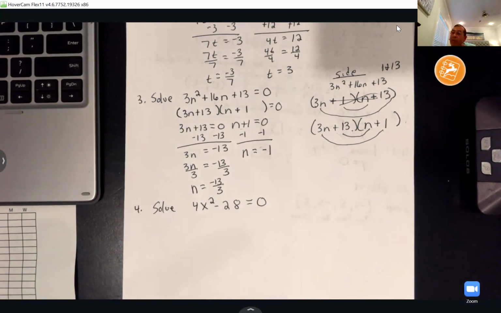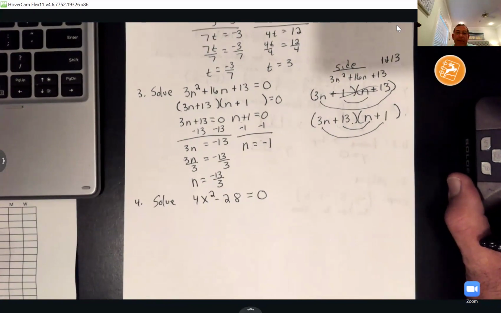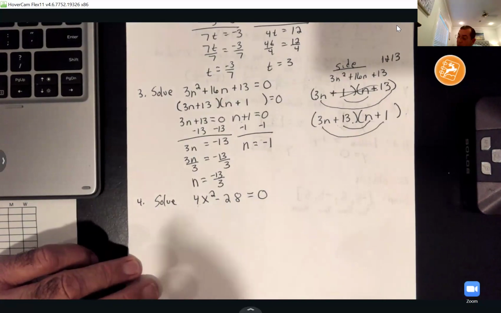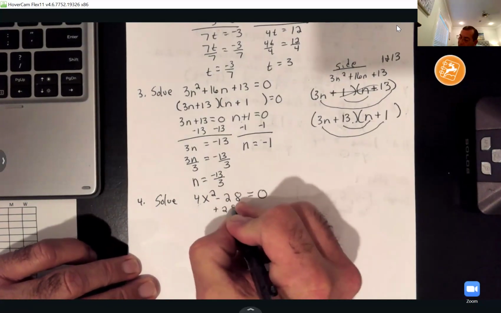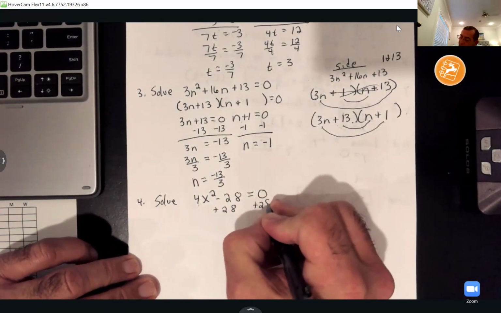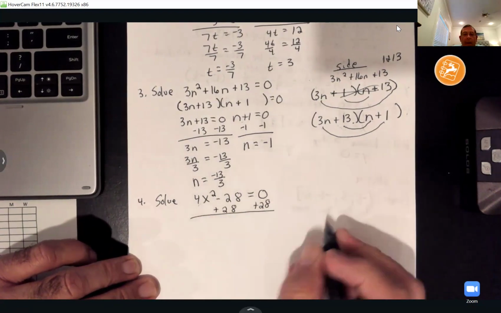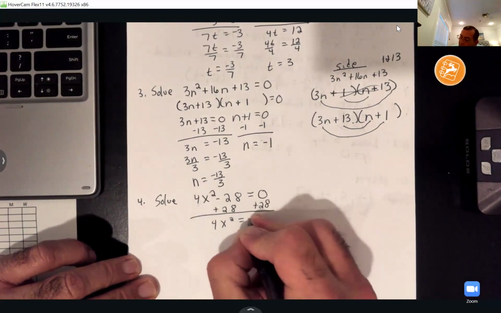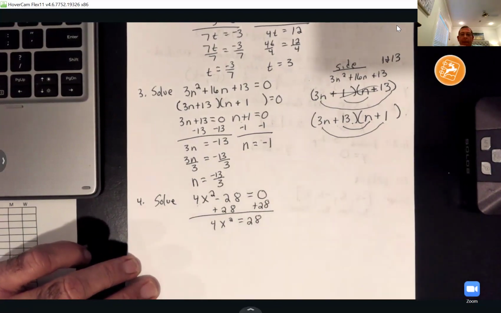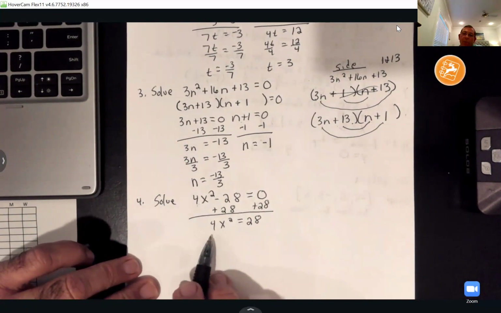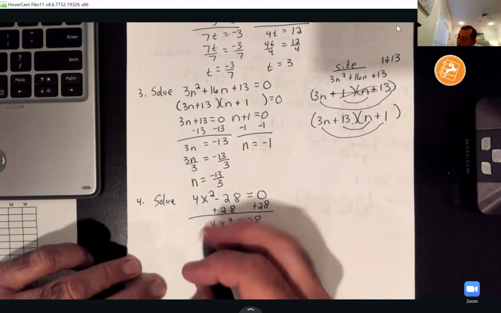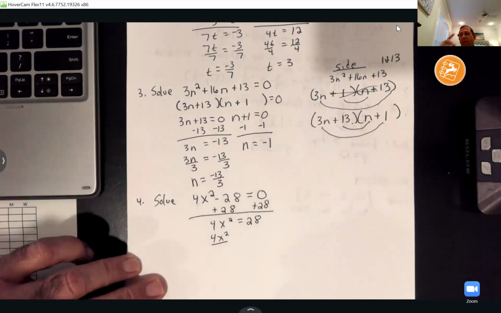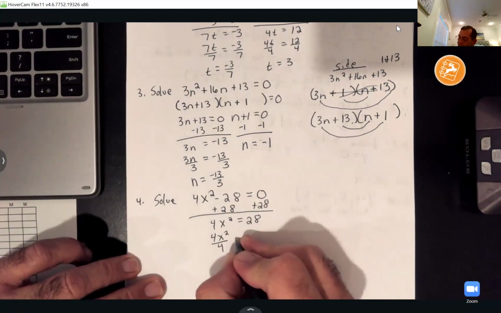remember, I'm going to do the square root stuff to this. So the first thing, you want the x squared term by itself, so add 28. All right, so we get our 4x squared equals 28. And before I do square roots, I'm going to divide both sides by 4. Because I want that x squared over there by itself with a 1 in front of it.